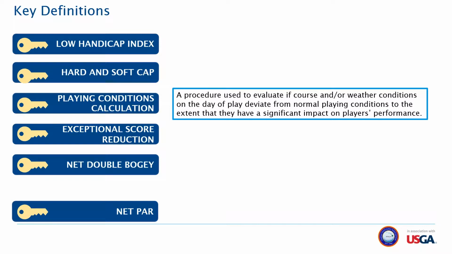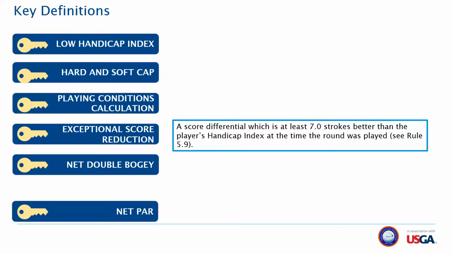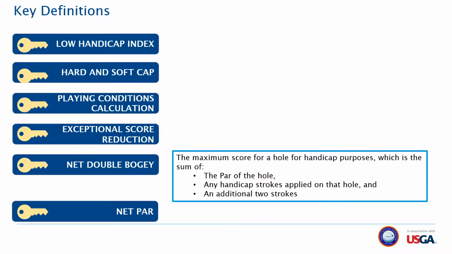The playing conditions calculation, which is a procedure used to evaluate if a course or weather conditions on the day of play deviate from the normal playing conditions to that extent that they have a significant impact on players' performance. Exceptional score reduction, which is a score differential which is at least 7.0 strokes better than the player's handicap index at the time the round was played. And you can see Rule 5.9 for this information as well.